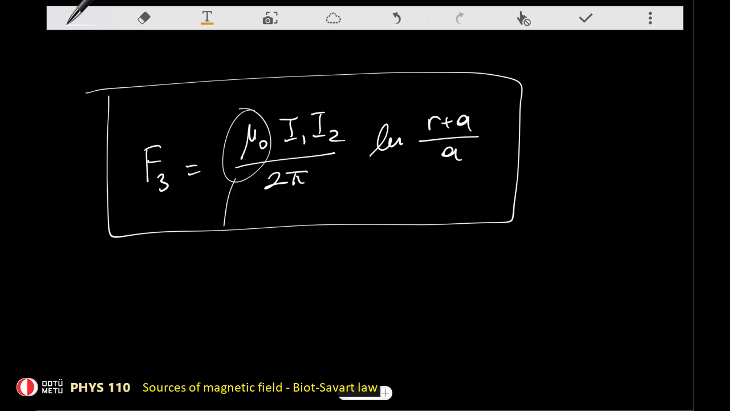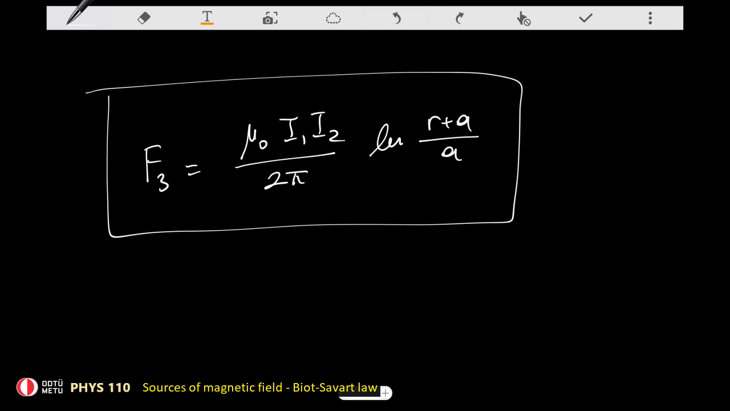So let's remember that mu 0 has the units of newtons per ampere squared, which means that if I multiply mu 0 with two currents, then I get an expression with the dimensions of force. And we have a similar situation in here. So mu 0 multiplied with the two currents, and the rest is a dimensionless expression. As usual, the argument of the logarithm is a dimensionless number. It's the ratio between two lengths.